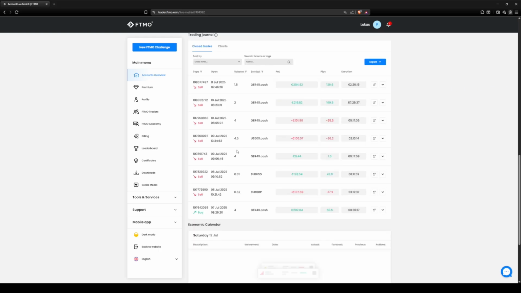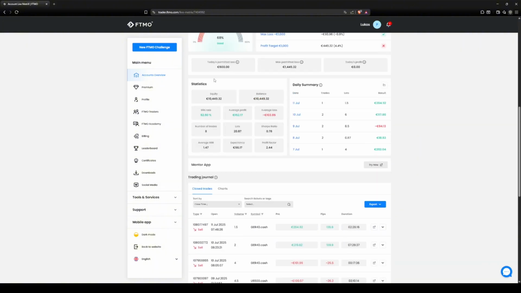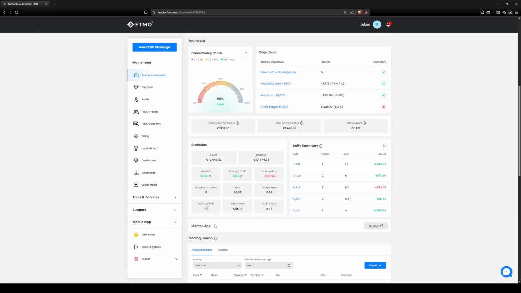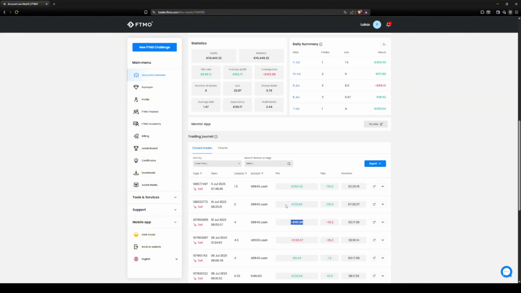But yeah, that's it for now. And here for the statistics again, you can see we have the first week done. We are having a profit factor of 2.44, which is quite good. My average risk-reward ratio is a bit lower than I aim for normally, because you can see I only lose 100 and I usually gain 200, so my risk-reward is 2.0.